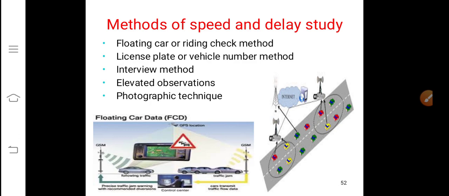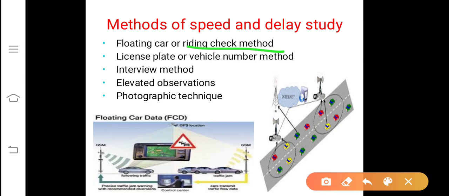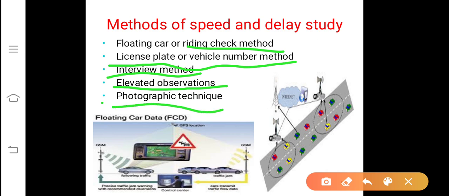Methods of speed and delay study. There are different methods, out of which one or two we will see: floating car, also known as the riding check method, license plate or vehicle number method, interview method, elevated observations, photographic technique.